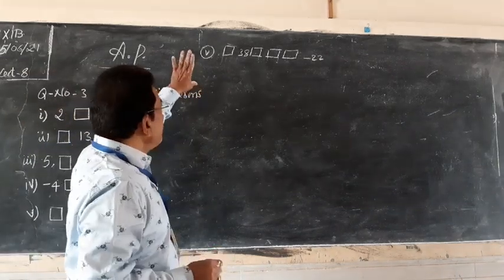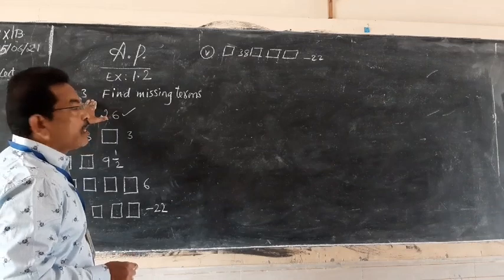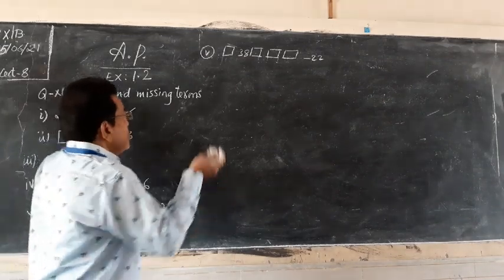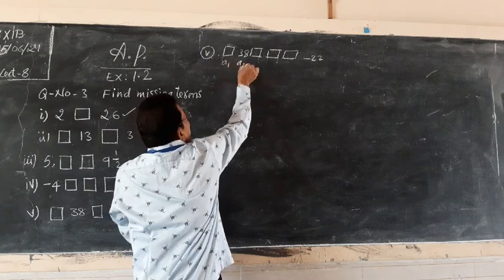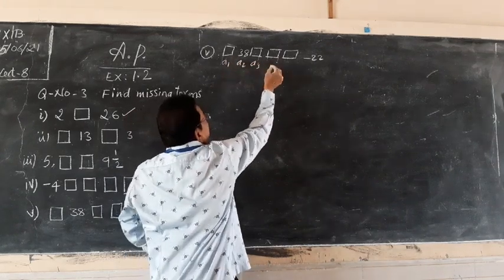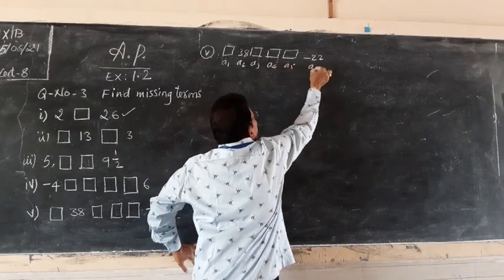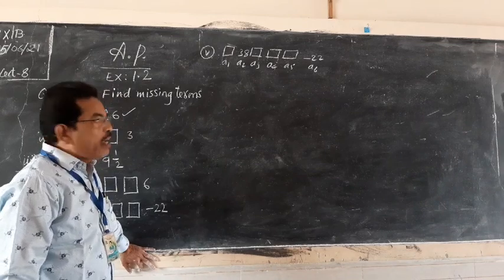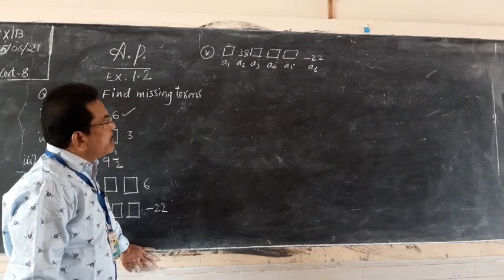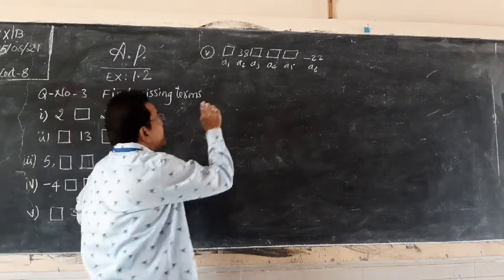This one is the fifth one, the last question of question number 3. As usual, A1, A2, A3, A4, A5, A6, six terms are given. But the second and third term values are given. Let us write what they have given.